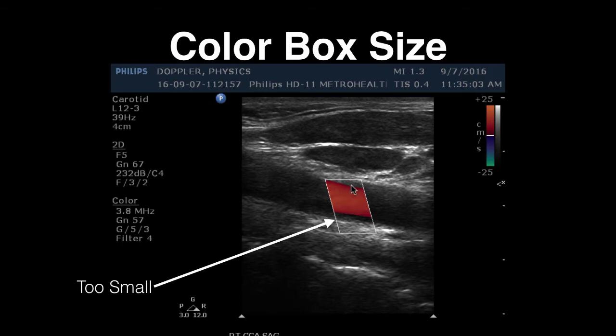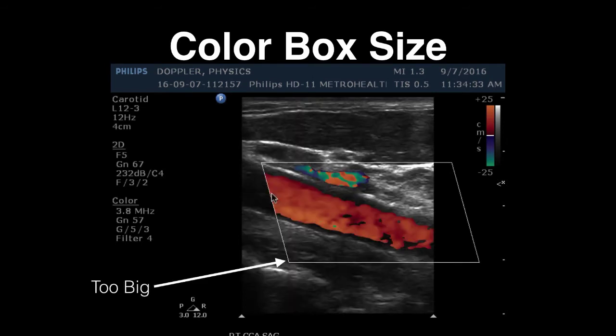Here you can see that this box is just obtaining Doppler information from a very small area over the course of this common carotid. Here we have the box more appropriately sized, and again, it's appropriately steered, superficial, deep, and there's your pointer arrow on the box right there.